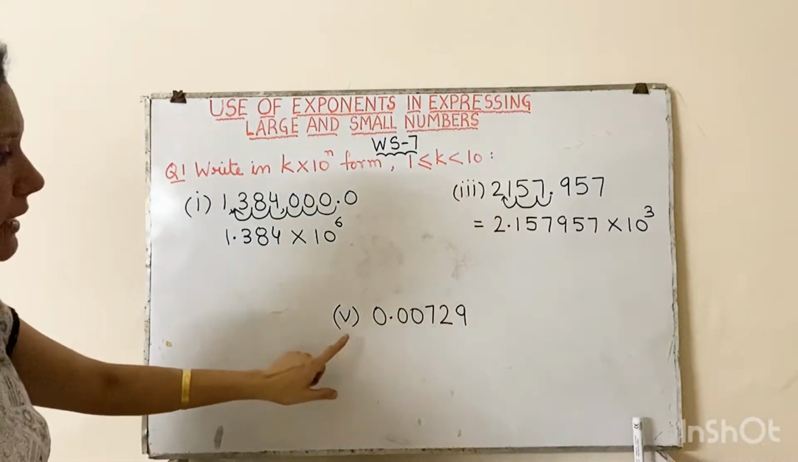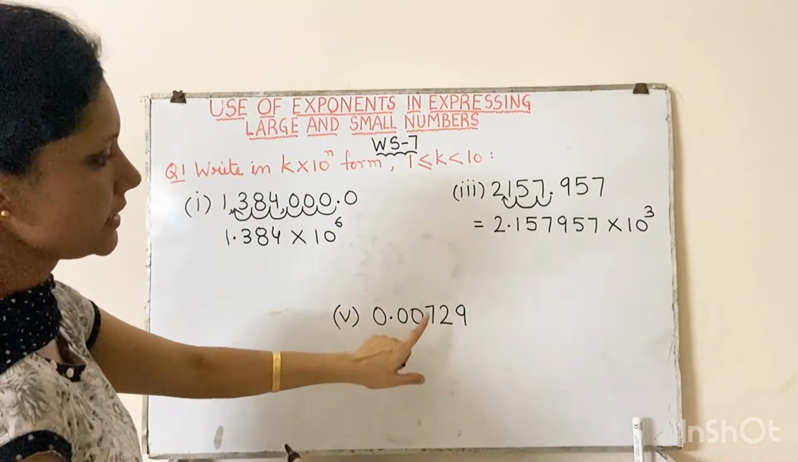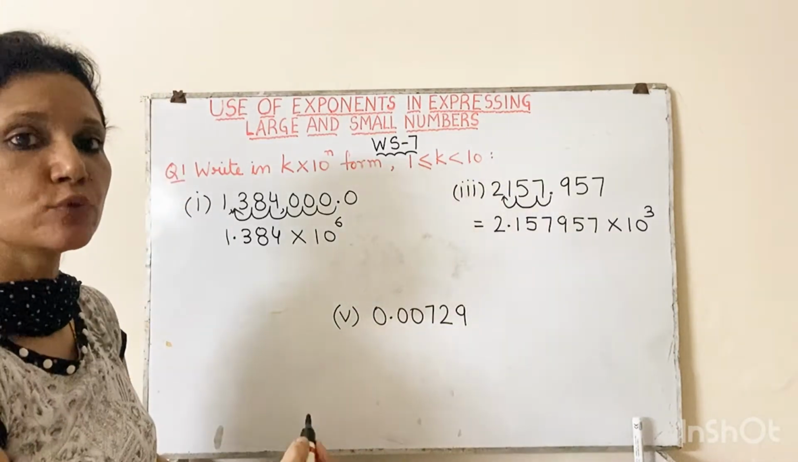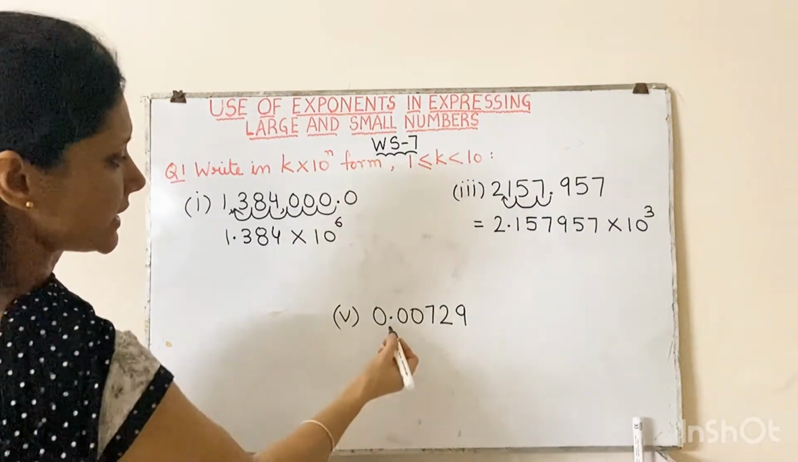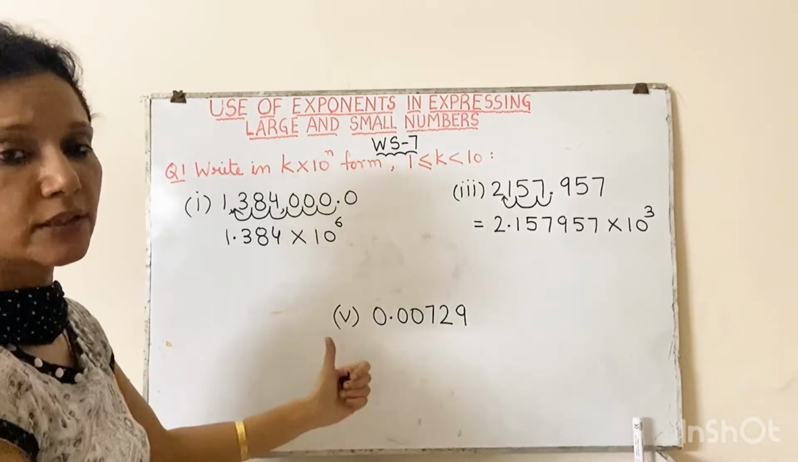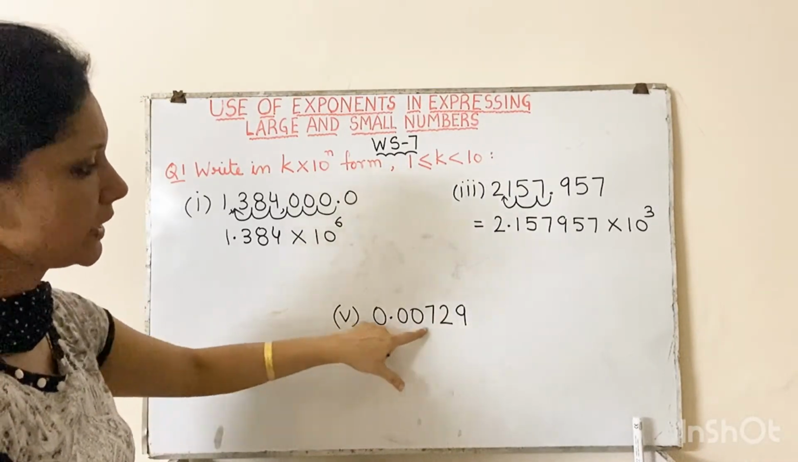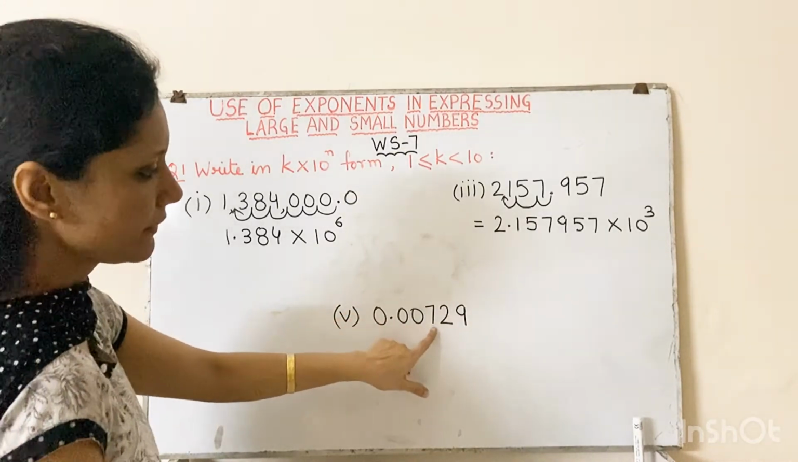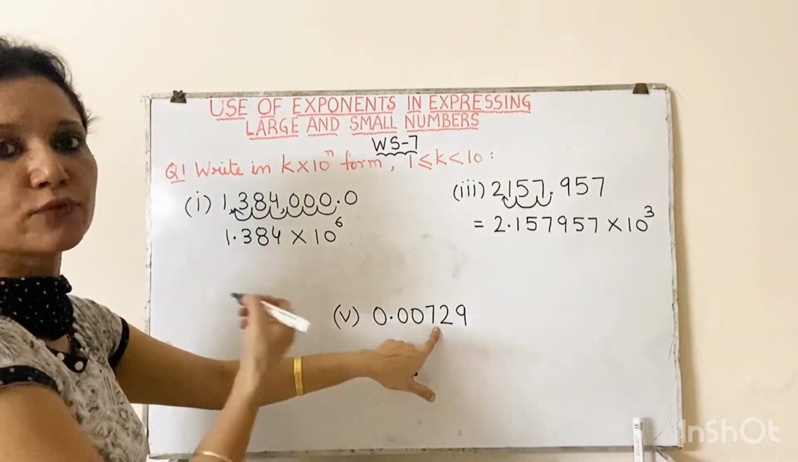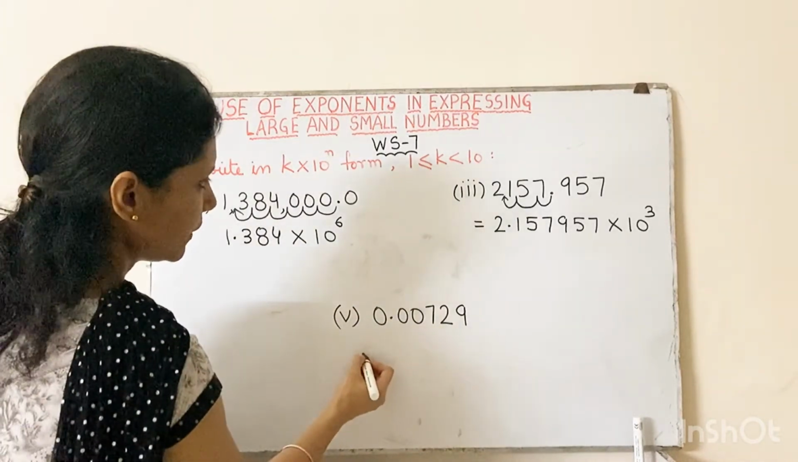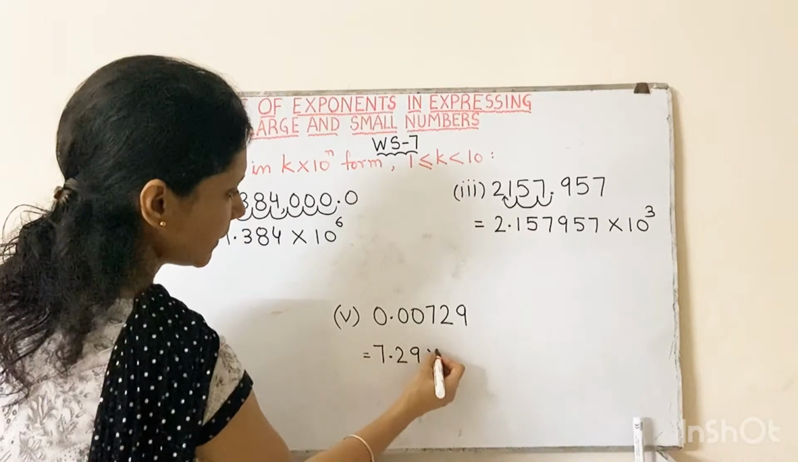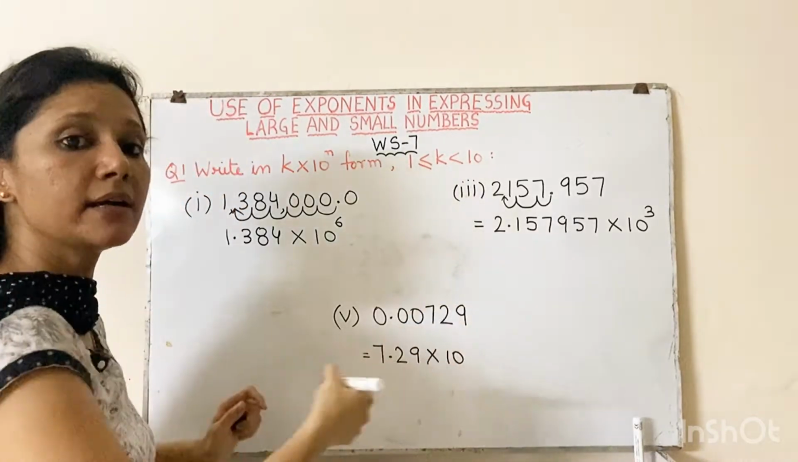Coming to the fifth part, I have the number 0.00729. So again I'll decide where to put the decimal. The decimal should come after the first non-zero digit from the left. To start checking, this is 0, this is 0, this is 0. 7 is the first non-zero digit from the left. So my number would be 7.29 multiplied by 10 raised to the power something.